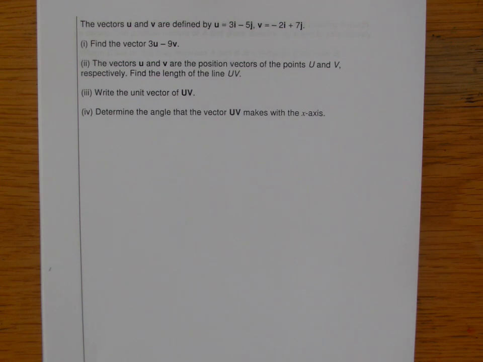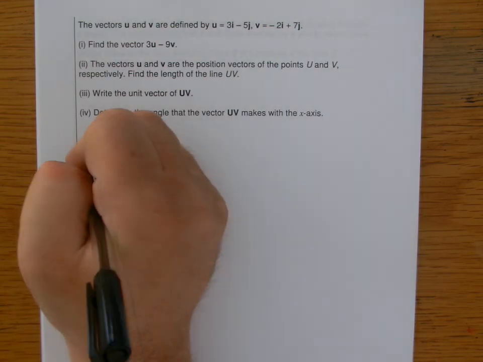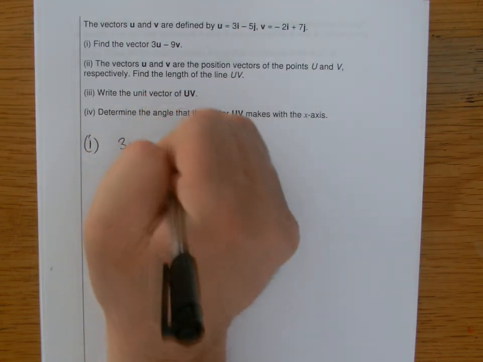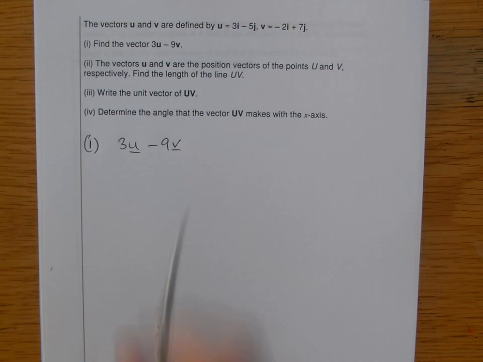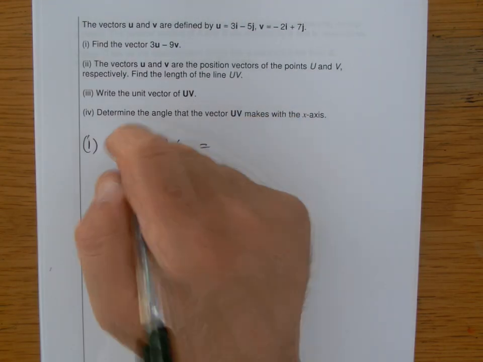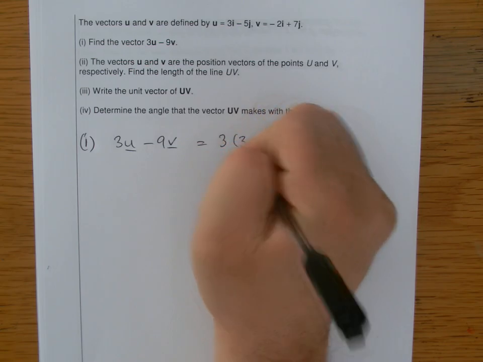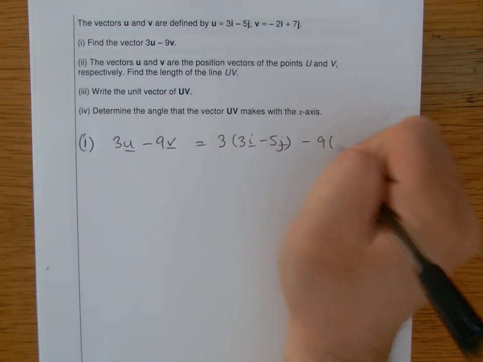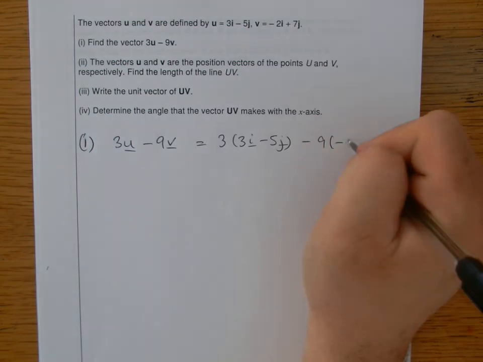The vectors u and v are defined by u equals 3i minus 5j and v equals minus 2i plus 7j. And the first part asks us to find the vector 3u minus 9v. Remember, bold vectors are underlined. So this is 3 lots of u, so we just substitute in what u is, and then take away 9 lots of v.